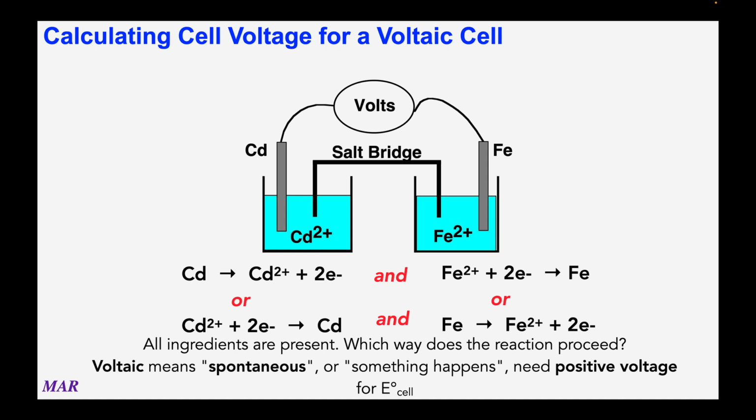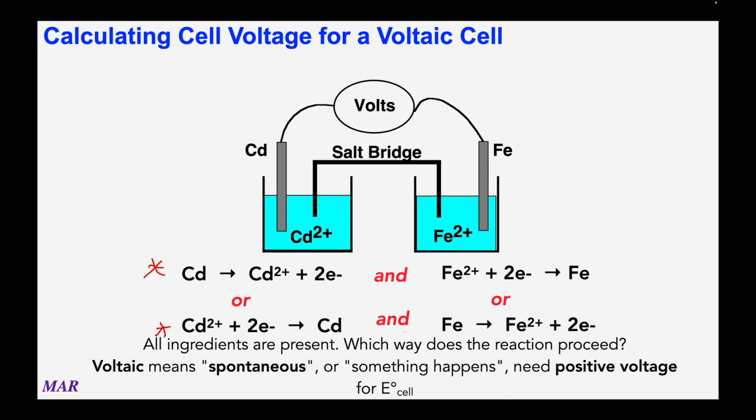So this leads us to this kind of question. Let's say we have a cadmium 2 plus cell, and we have an iron 2 plus cell. And the question, which is quite legit, is which reaction set is going to happen? Will we have the first one, which is cadmium going to cadmium 2 plus and iron 2 plus going to iron? Or will we have the second one, cadmium 2 plus going to cadmium and iron going to iron 2 plus? Only one of those answers is going to work. And the question is, which one is going to work?